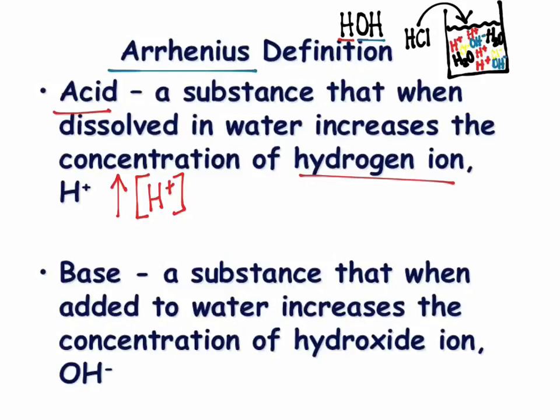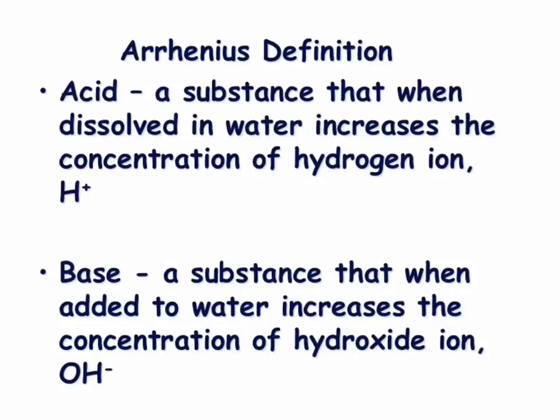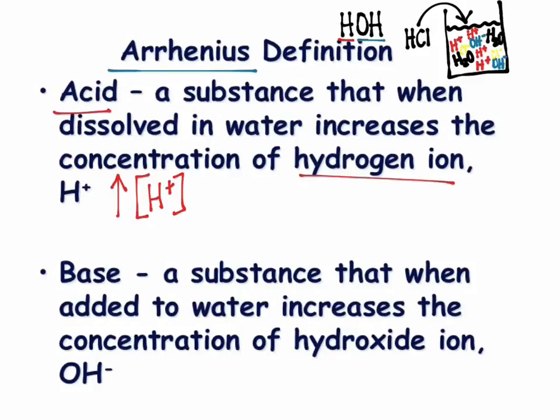So when I added that acid in there, what happened to my number of H's? I started out with 2 H's, and I ended up with 4 H's. So my H concentration went up. That's what makes an acid an acid. An Arrhenius base is when we add it to water, what happens is we are going to increase our hydroxide concentration.